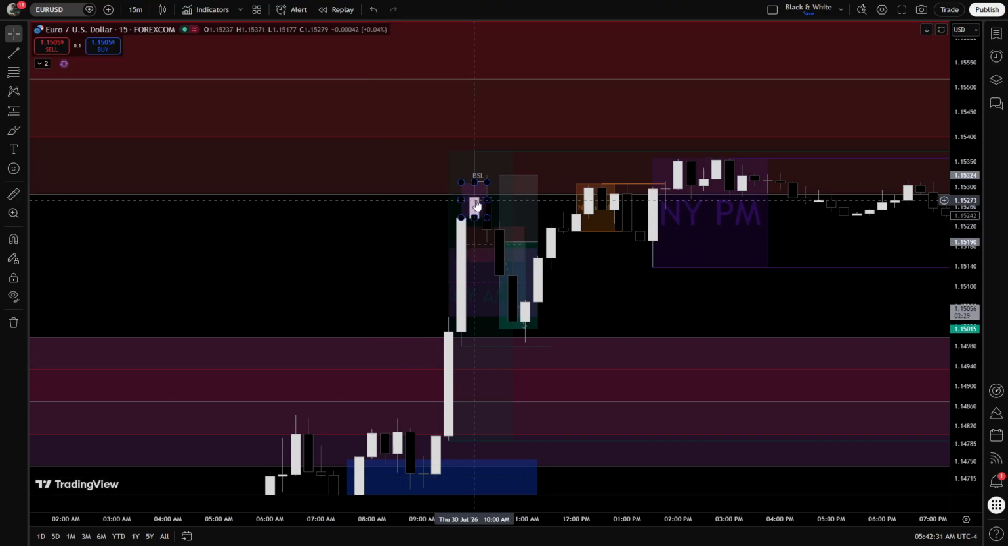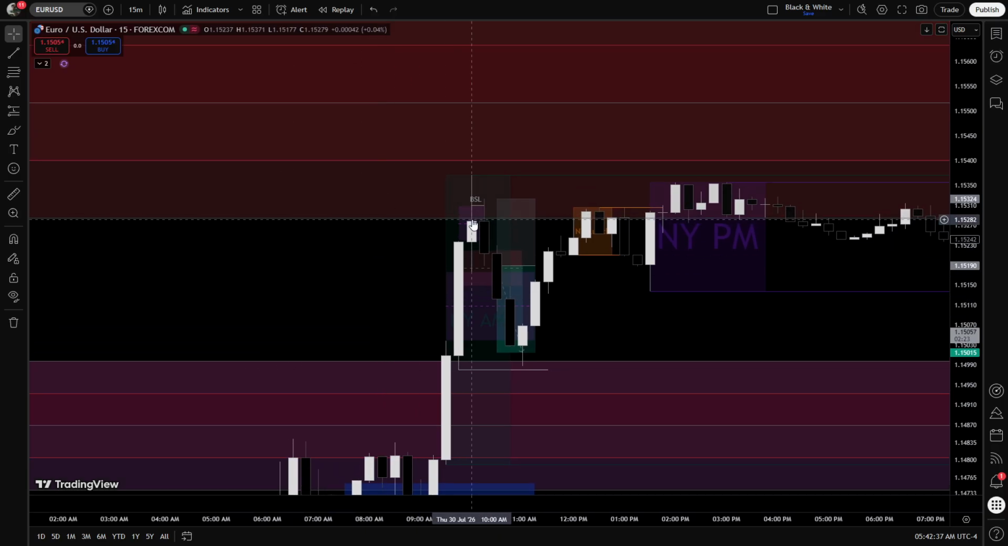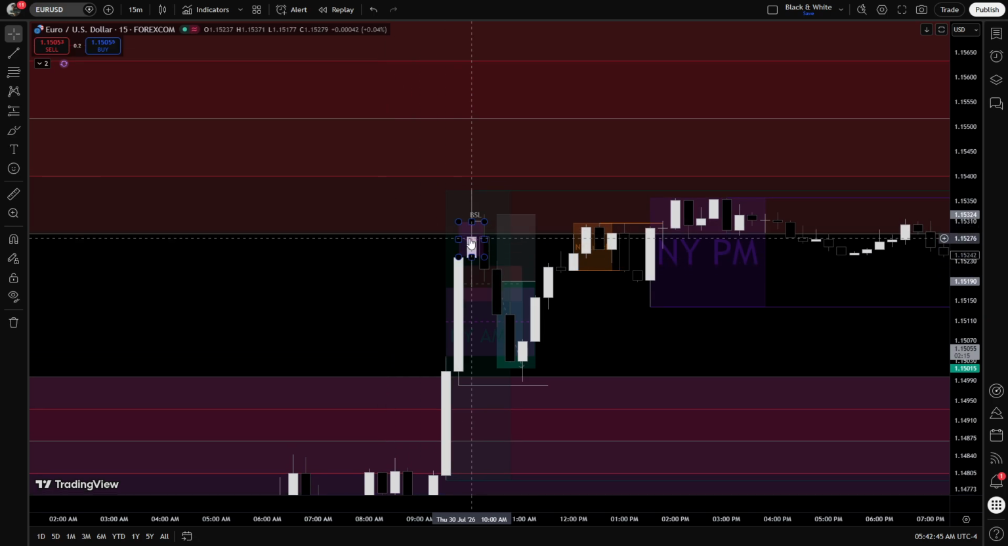So right at 10 a.m. it sweeps out that liquidity of the previous day's highs. As you can see, the candle is closing below the liquidity, meaning it is a sweep of liquidity, which is very significant, right? And also the high is respecting this quadrant of the fair value gap, right? That's what I wanted to see yesterday.